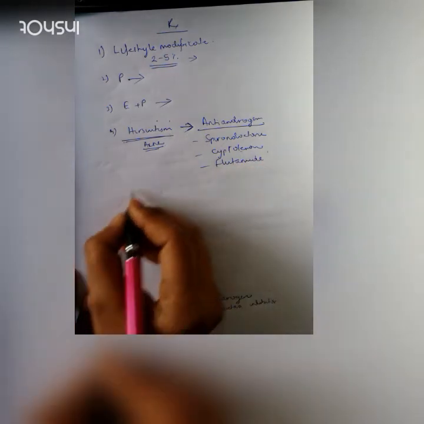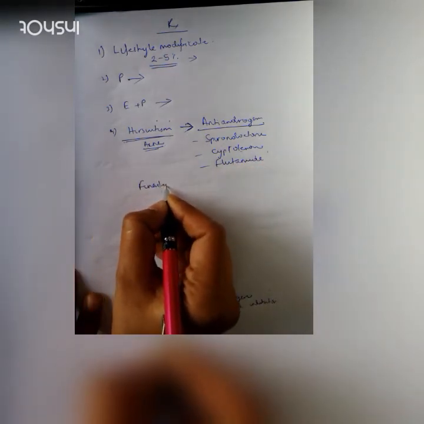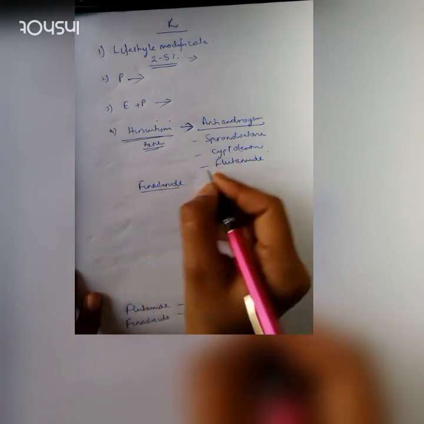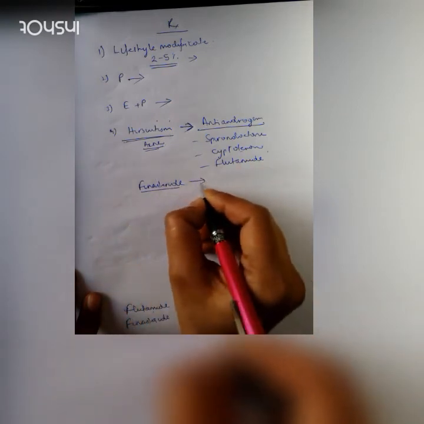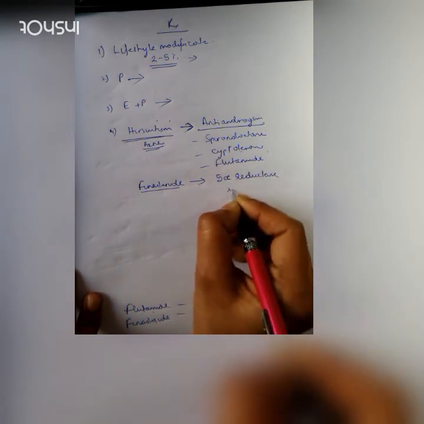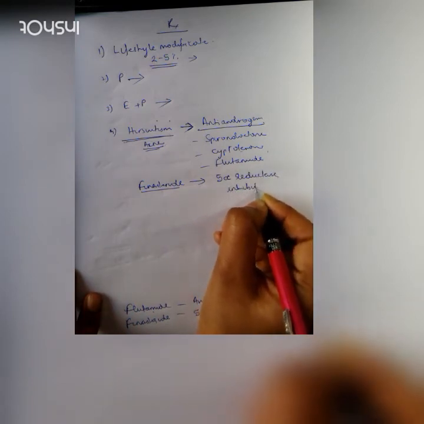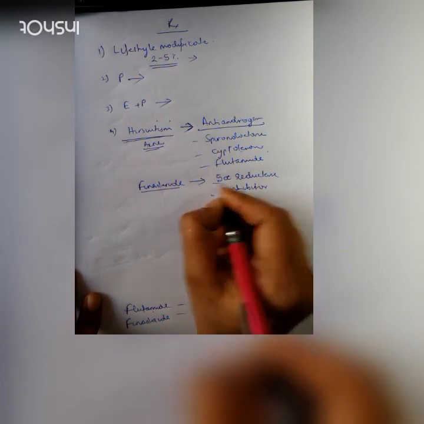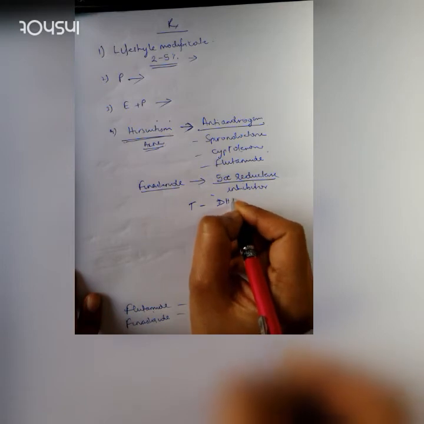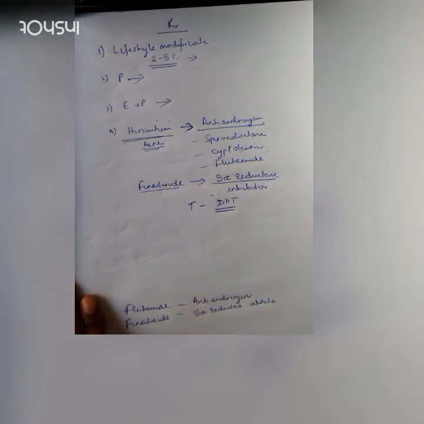And then there's a drug called finasteride. This finasteride, is that the correct spelling? Yeah. This is a 5-alpha reductase inhibitor. If you remember, we had discussed this enzyme. It converts testosterone to the most potent form, dihydrotestosterone, which is responsible for hair growth and acne.